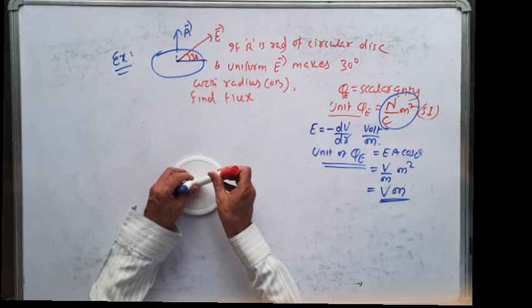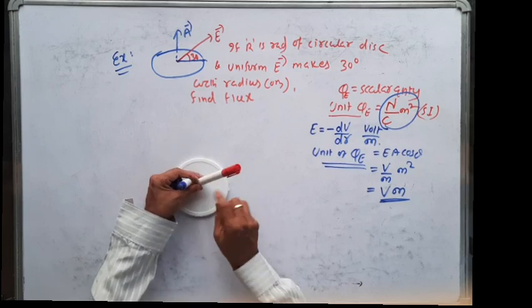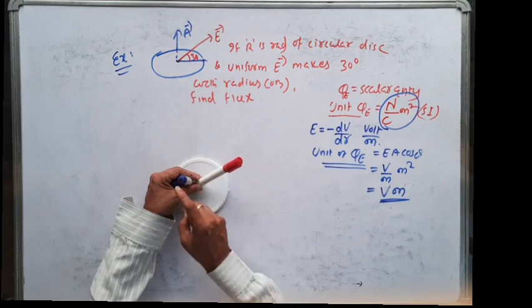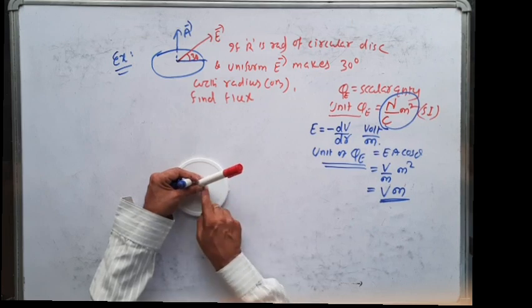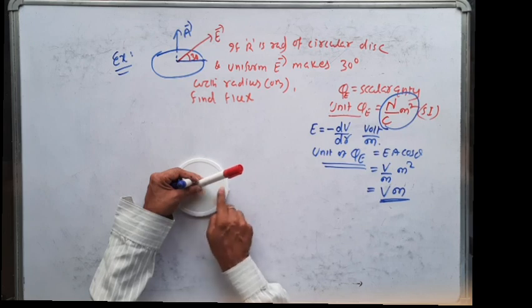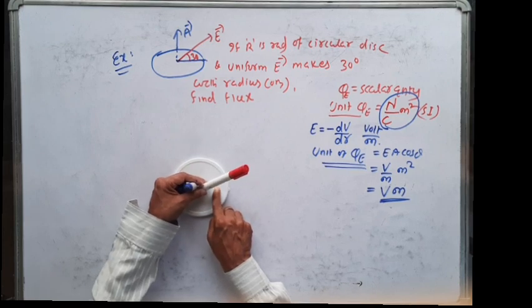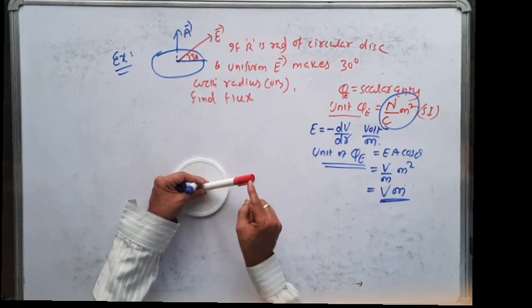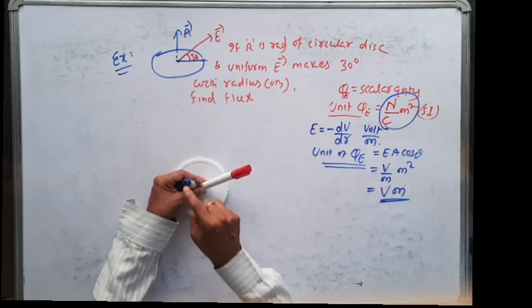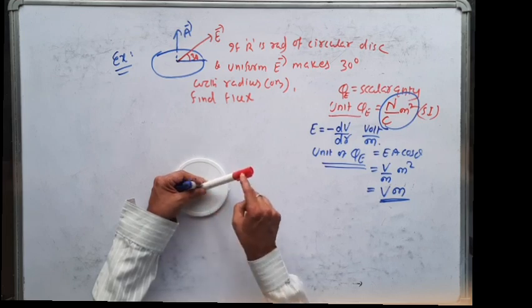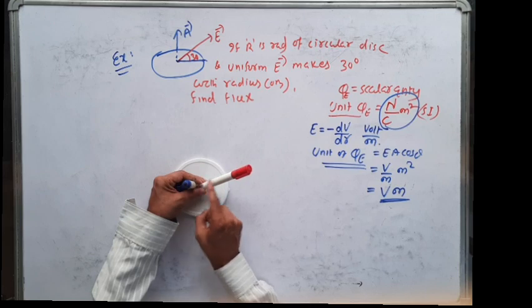You see, this is an electric field. This red pen indicates the direction of the electric field, this blue indicates the area vector, and this electric field is making 30 degree with the radius vector. So we have to find what is the flux through this surface. So what is the formula here? Tell me what is the angle between electric field and area vector. This is the electric field and this is your area vector. Area vector is always perpendicular to the element. So this angle is the angle between what? Area vector and electric field.